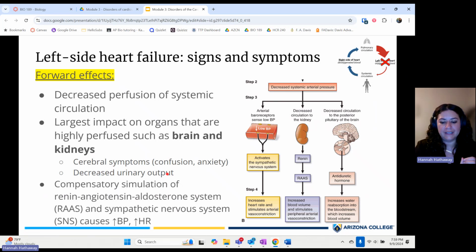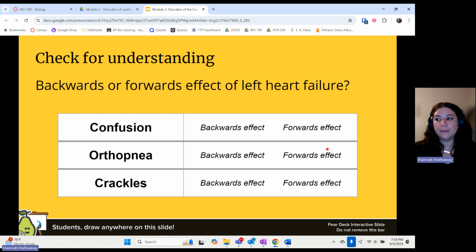So this is sort of a positive feedback loop, or like a runaway train. It's going to just make things worse. Okay, so now let's go ahead and do a check for understanding. For both of these, I want you to think, is this an example for left side heart failure of a backwards effect or of a forwards effect?